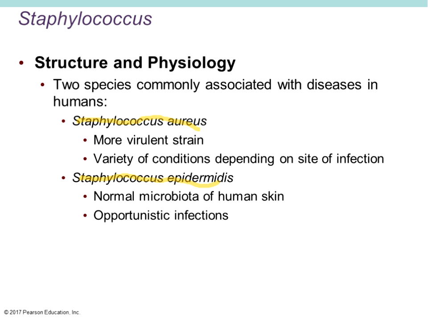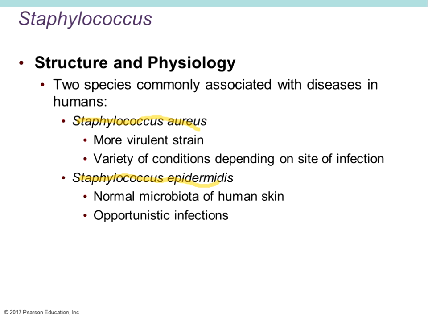these are both organisms that we have worked with in lab. Staph aureus is more of a virulent strain than Staph epidermidis, and they can cause a variety of skin infections depending on the site of the infection.